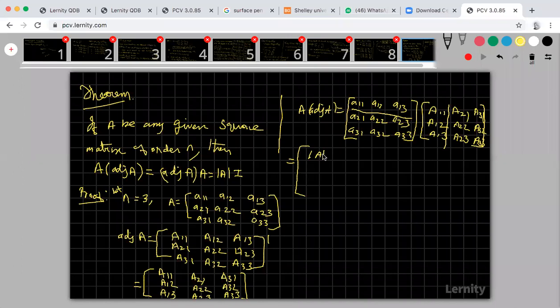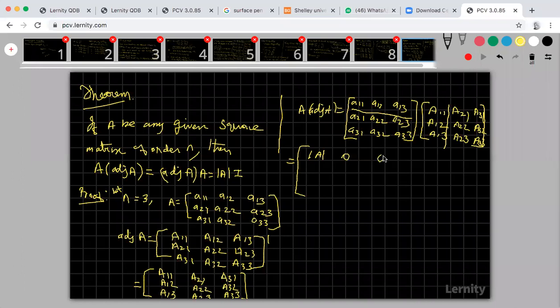You please note it. And multiply the first row, second column. First row, second column means A11 A12, A12 A22, A13 A23. That means the sum of the products of first row elements multiplied with second row cofactors. The answer is 0. Here I am using the first note, here I am using the second note.